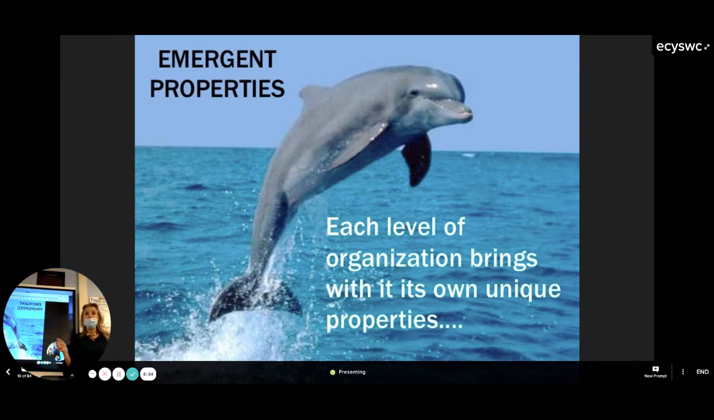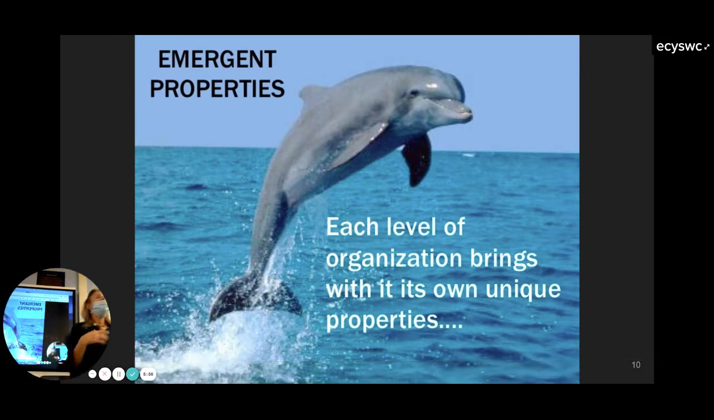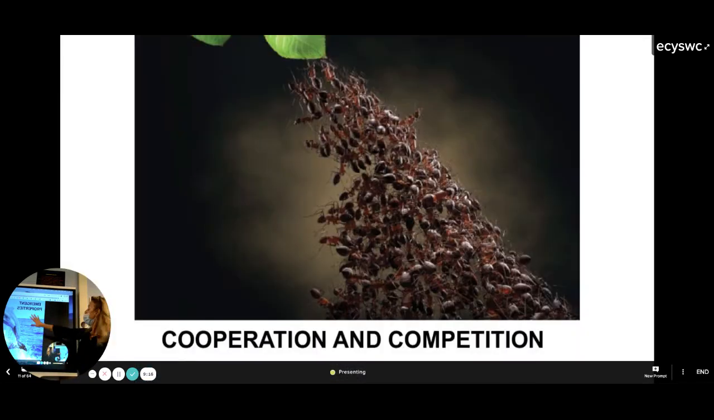Okay, emergent properties, right? Can a tissue do more than a cell? Yes. Can an organ do more than a tissue? Can an organism do more than a kidney? Yes. Okay, that's just emergent properties. As you go up in evolution, you acquire new properties. All right, easy peasy. Next.